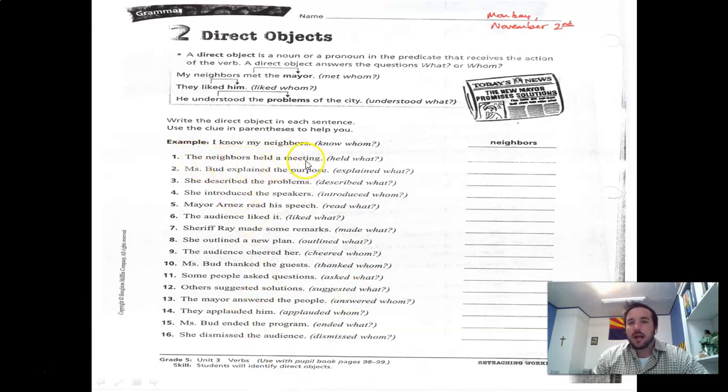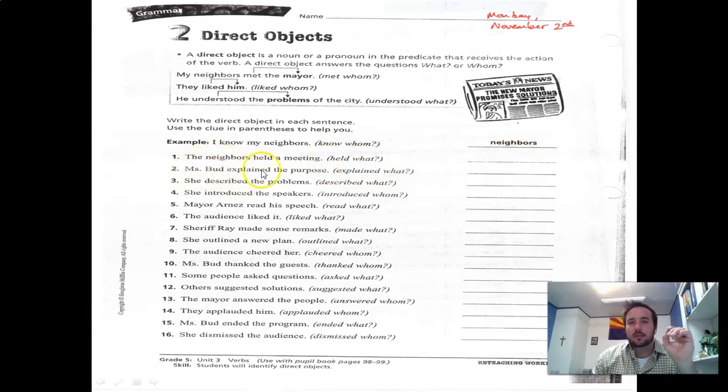The neighbors held a meeting. Got to start here, okay? Who or what did something? That's the subject. The neighbors. What did the neighbors do? They held. That's the verb. Held what? Meeting. That's a direct object. You write that here. And again, they try to help you out there with held what? Held a meeting. Number 2.